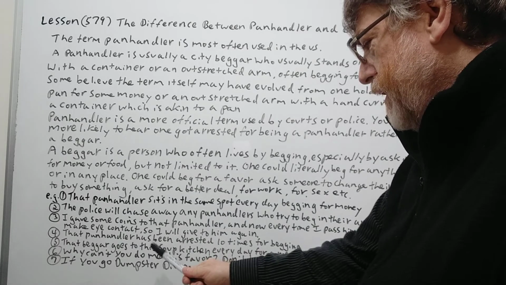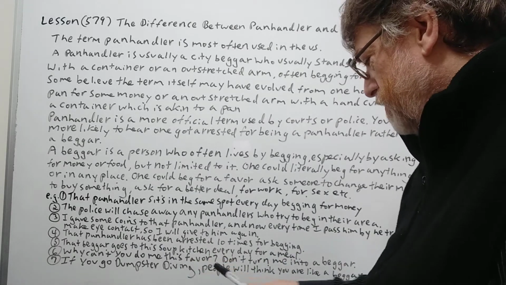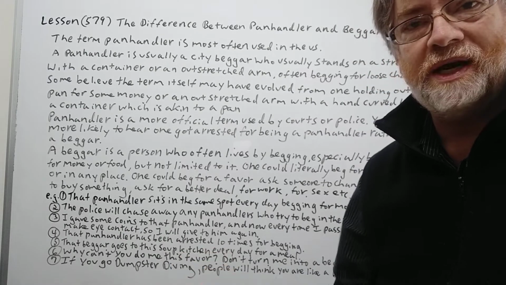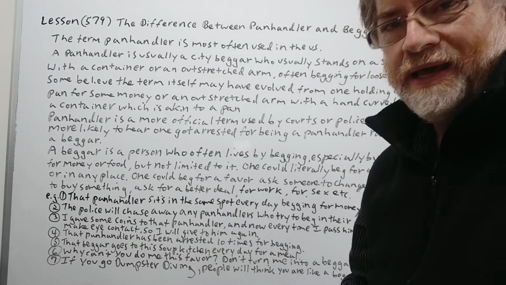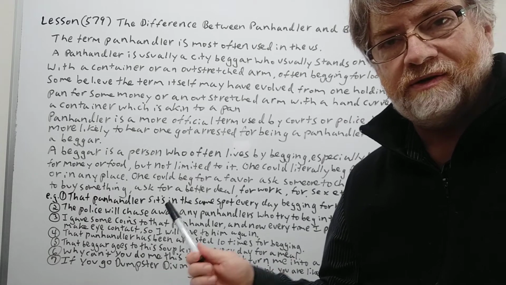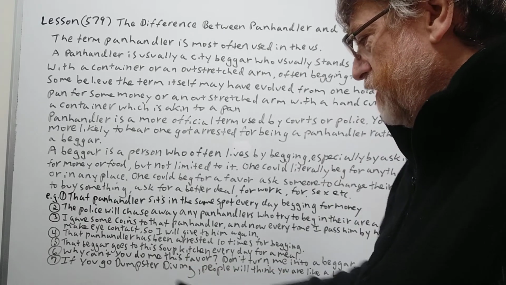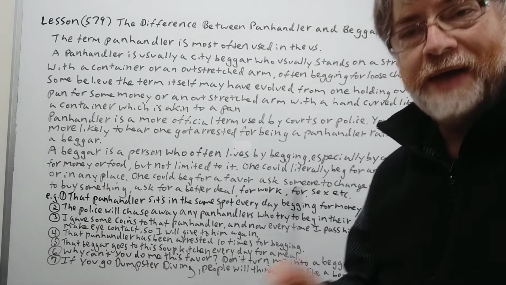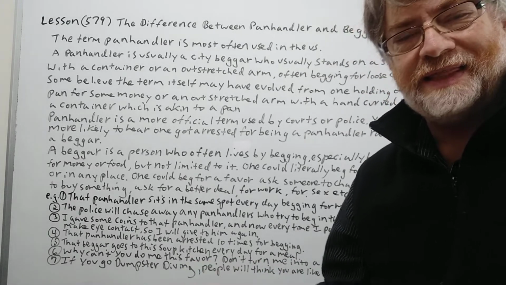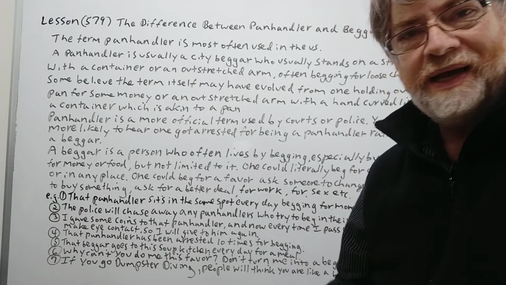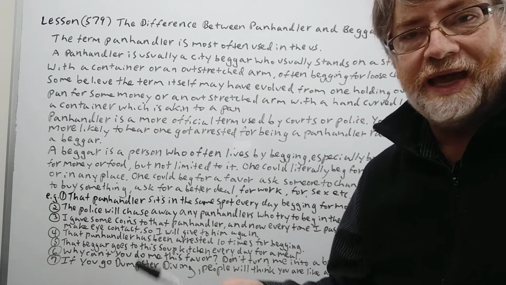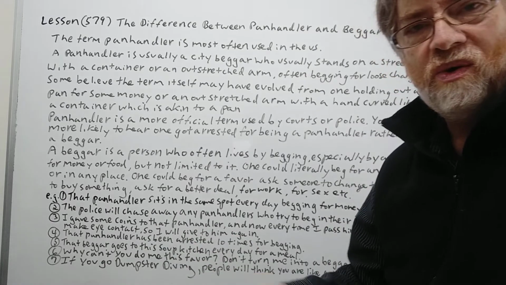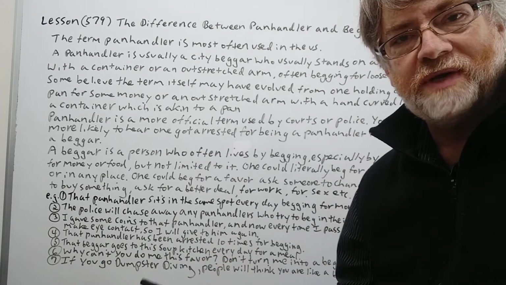Number 6: Why can't you do me this favor? Don't turn me into a beggar. Or, don't make me beg. Somebody might say it that way. Again, you wouldn't use panhandler in this situation. Number 7: If you go dumpster diving, people will think you are like a beggar. They're more likely to say that than say you are like a panhandler, not necessarily. And again, you might be doing this in the outskirts, countryside, or suburbs or something like that.